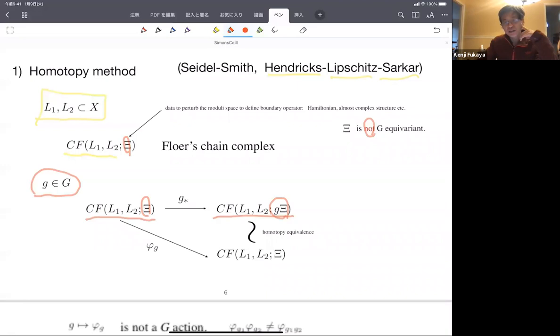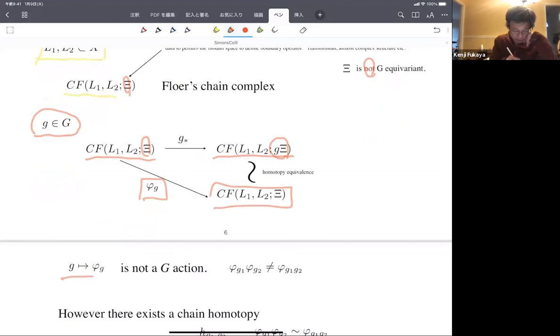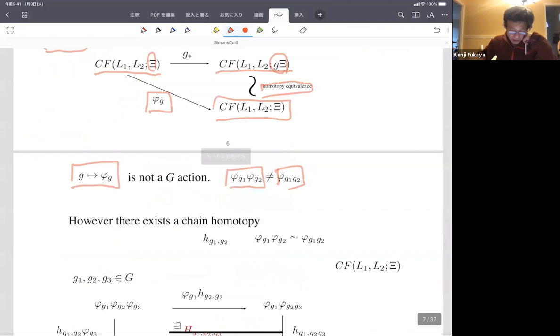But as is usually known, this Fourier chain complex, up to chain homotopy, is invariant of the perturbations. So you have some chain homotopy equivalence. So you compose it, and you have this map phi of g, which is a chain map from this chain complex to itself. But the issue is that this map, which sends g to phi of g, is not a G action, because this chain homotopy is very much ad hoc. So you compose phi g1, phi g2, and it is not equal to phi g1 g2. So that's an issue.